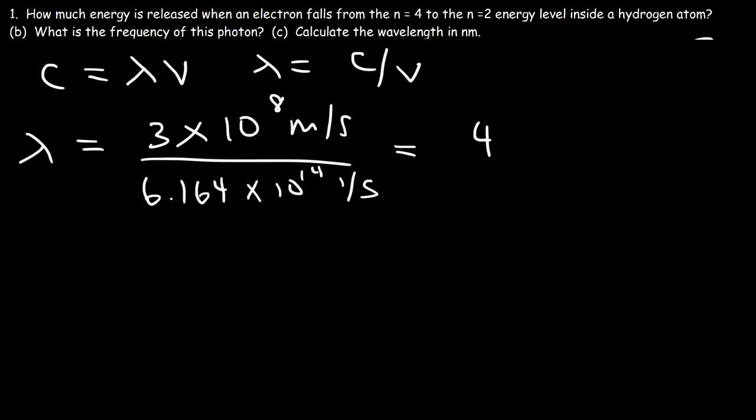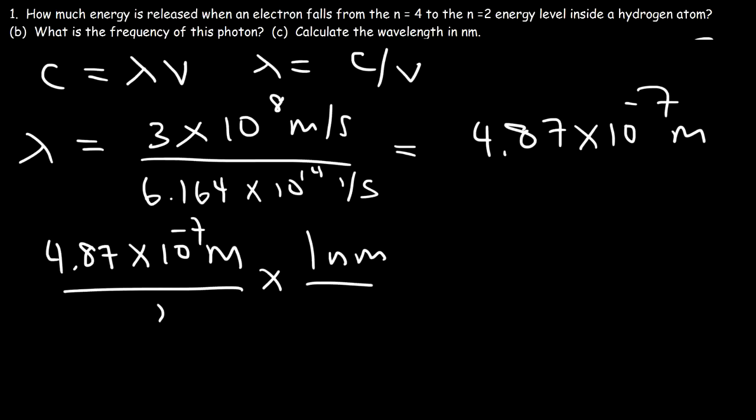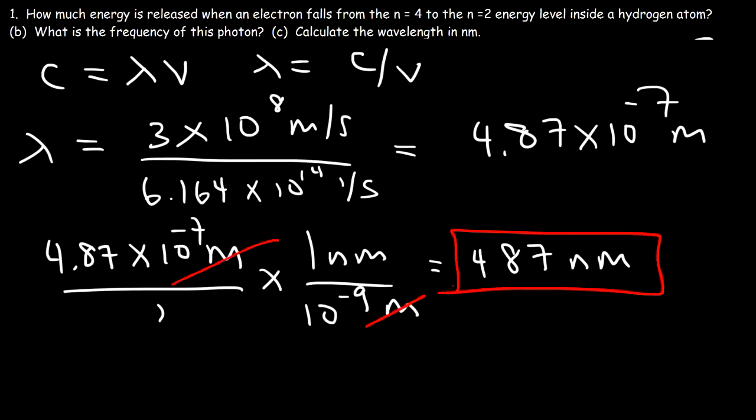So I got 4.87 times 10 to the negative 7 meters. Now we need to convert this to nanometers. So how can we do that? Now you need to know that 1 nanometer is equivalent to 10 to the minus 9 meters. So you can take the answer that we have, 4.87 times 10 to the minus 7, and divide it by 1 times 10 to the negative 9. And so this is equal to 487 nanometers. So that's how you can calculate the wavelength of this photon.